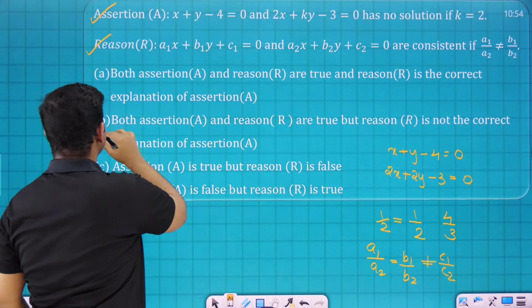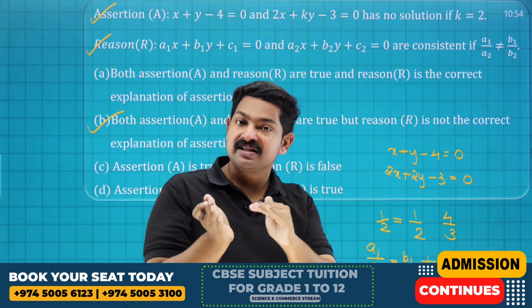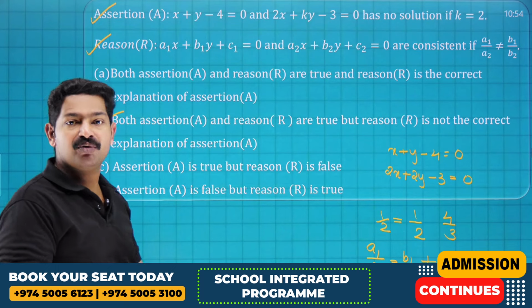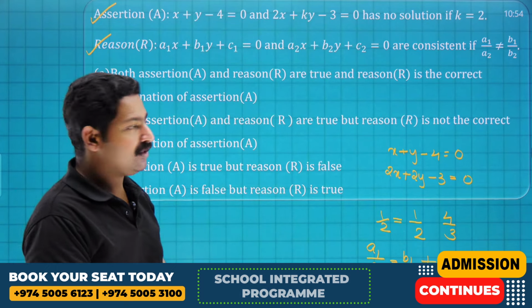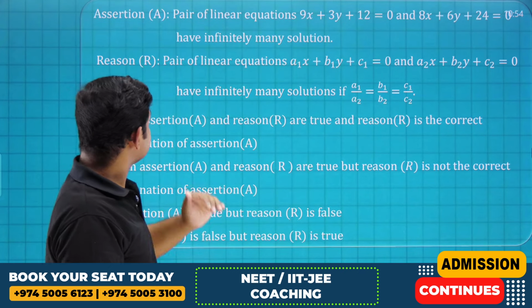So which is the correct option? Option B is the correct option. That is, both assertion and reason are true, but the reason is not the correct explanation of the given assertion. Okay, so that's it. Now the next one.